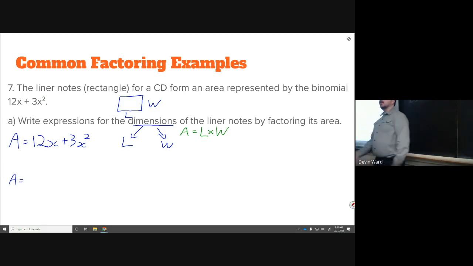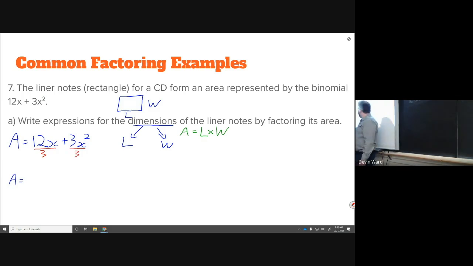When we factor something, we find the greatest common factor for the numbers and for the letters. So it's always the biggest number and the lowest letter. So what's the biggest common factor for numbers for 12x and 3x squared? It's the biggest one that can go into each of them. 3, perfect. Because we can divide 12 by 3 and we can divide 3 by 3.